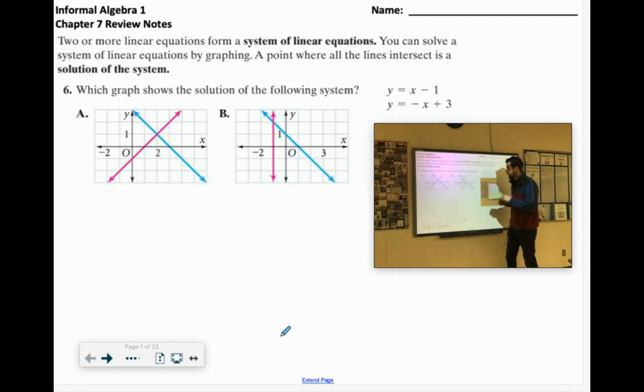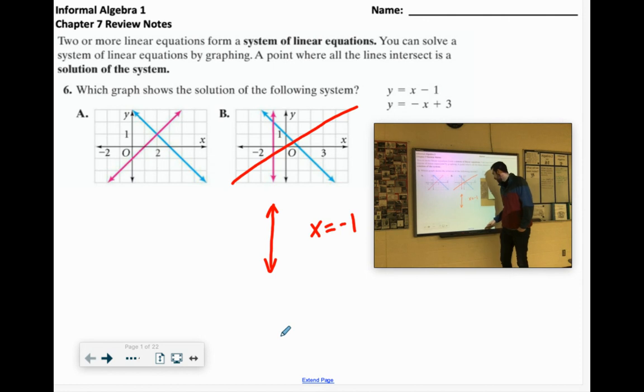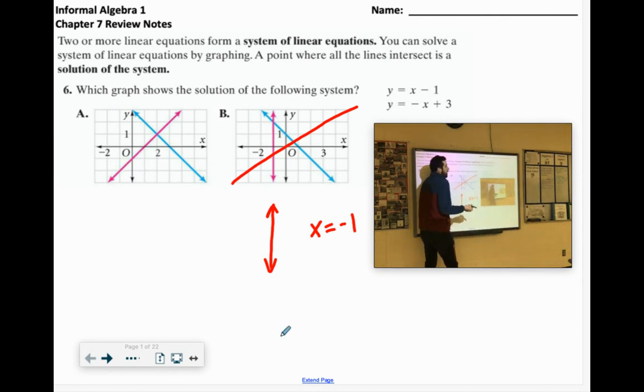Okay. You hopefully remember from back in the day, a graph where the line is vertical is just something like x equals something, right? So this vertical line here at negative 1 would be the graph for x equals negative 1. So right away that's out. But let's say, so we know it's A, but let's say that you just actually had to graph that.